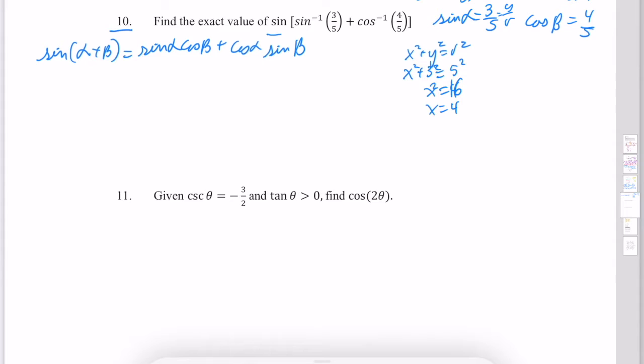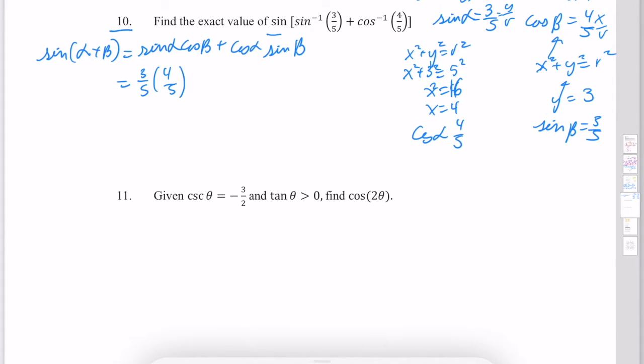And then for beta, if I have x is 4 over r, so x squared plus y squared equals r squared. In this case, my y is going to equal 3, and this is all because of that 3, 4, 5 triangle. So if sine alpha is 3/5, then cosine alpha is 4/5. And if cosine beta is 4/5, then sine beta is 3/5. So I get 3/5 times 4/5 plus 4/5 times 3/5. That's going to give me 24/25 is my final answer.